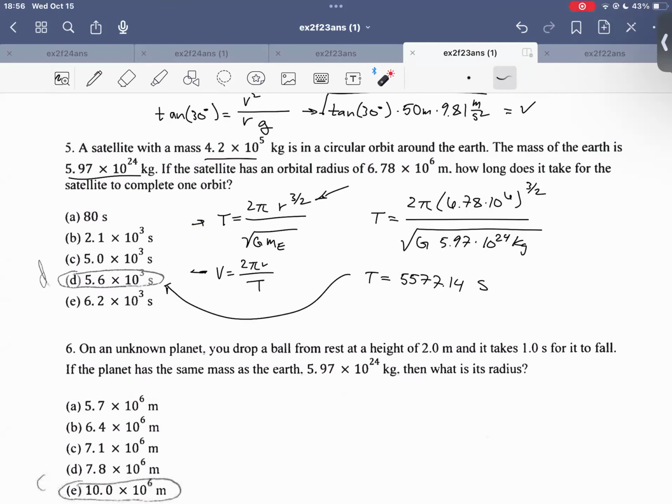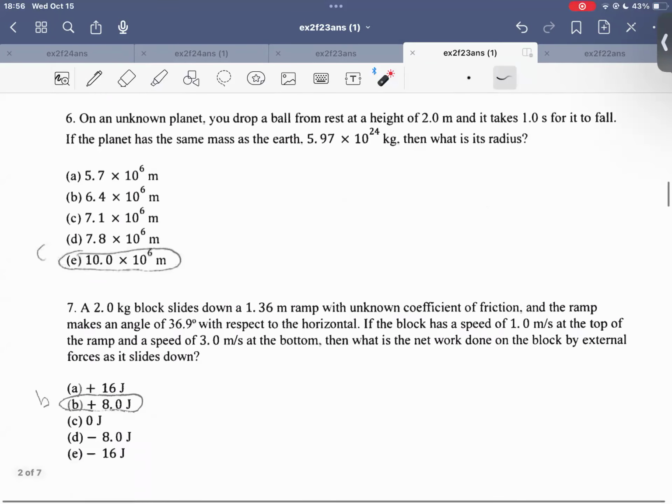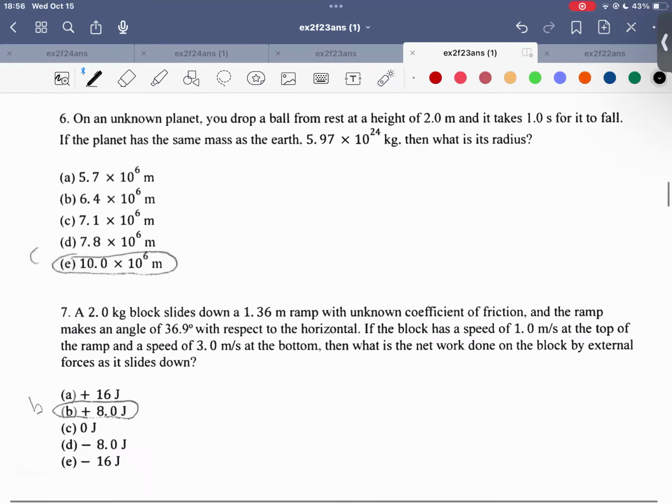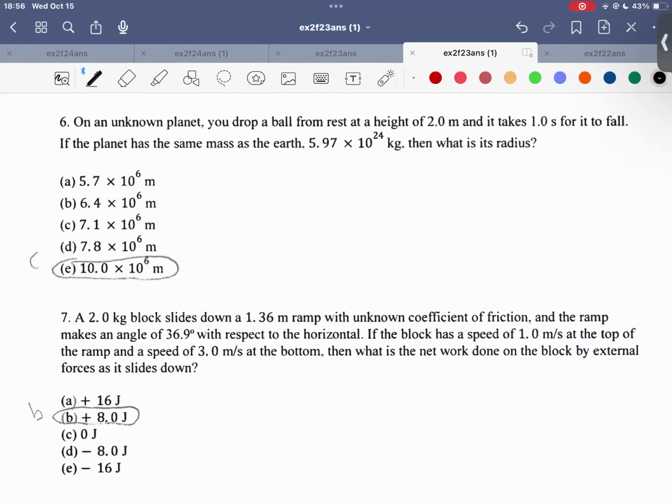Okay, so that's 5 and 6. I think this should be okay. This is pretty similar to the one we did earlier. So again, we drop the ball from rest at a height of 2 meters and it takes 1 second for it to fall, right? So again, like we did earlier, we're gonna start with this and hopefully plug it into this.